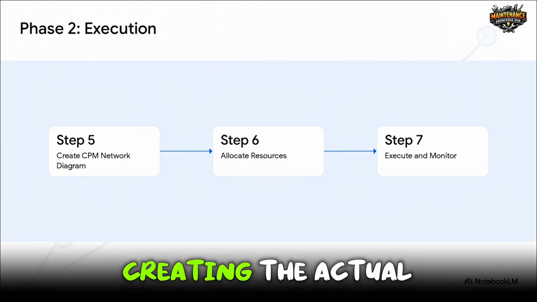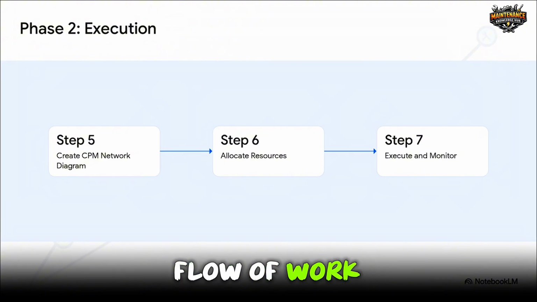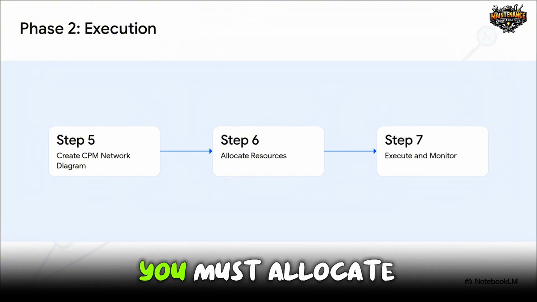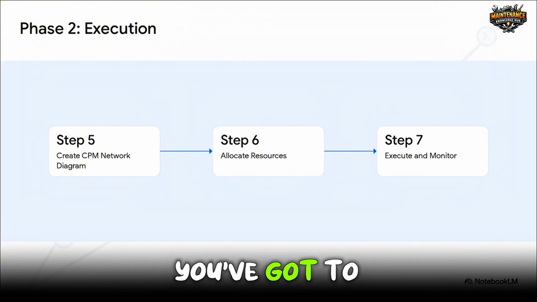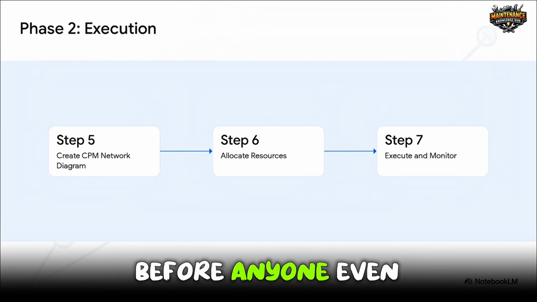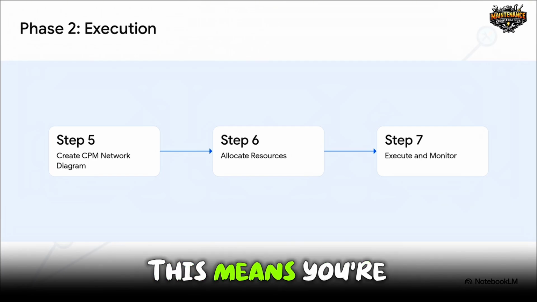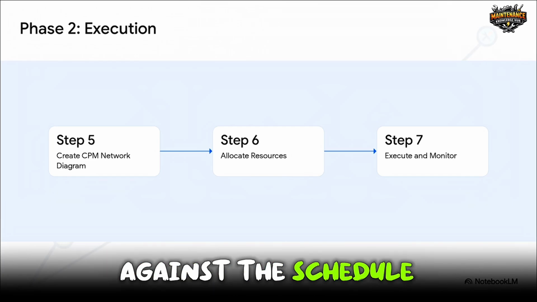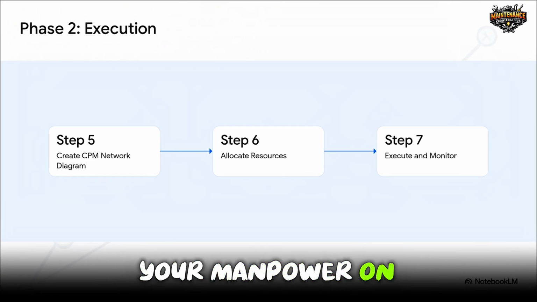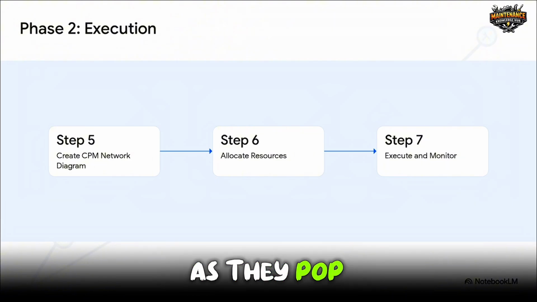This starts with creating the actual CPM network diagram so you can visually see the flow of work. Then, and this is a big one, you must allocate resources. You've got to make absolutely sure that your technicians, your lifting equipment, and all your spare parts are ready and waiting before anyone even picks up a tool. Finally, you execute and monitor. This means you're tracking daily progress against the schedule, laser focusing your manpower on those critical path activities, and jumping on any delays immediately as they pop up.